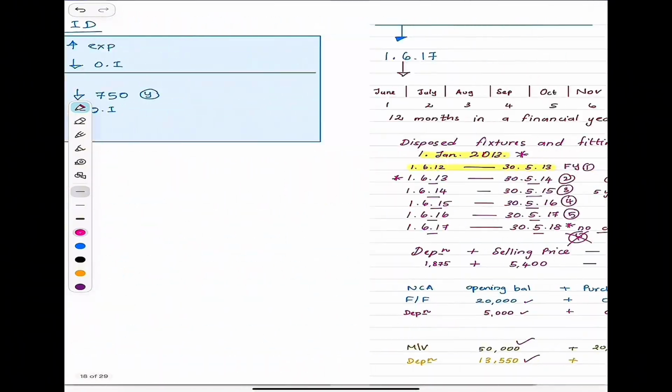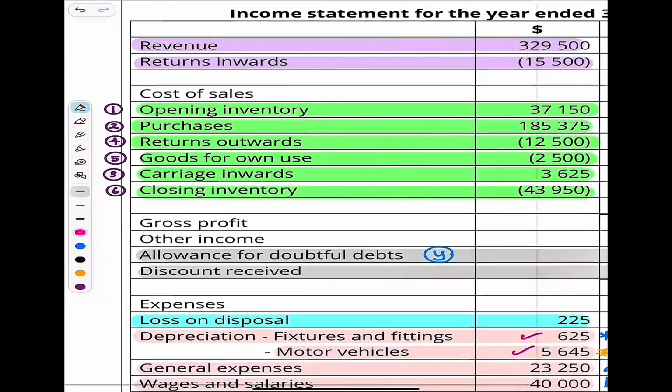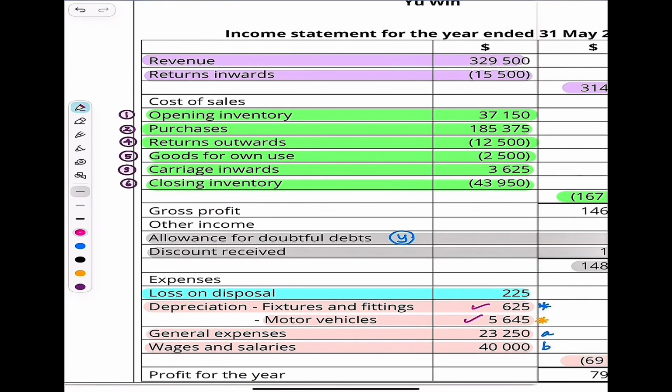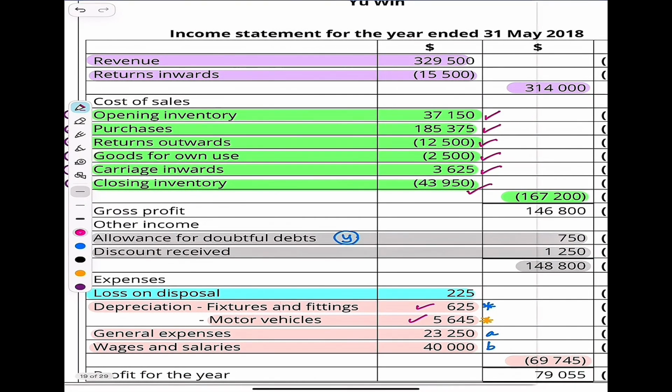Now let's enter all these details under cost of sales. As you can see here, you have opening inventory 37,150, purchases add 185,375, return outwards or purchase returns you deduct 12,500, goods for own use you deduct 2,500, carriage inwards 3,625, and closing inventory 43,950. Now let's take the calculator and add the positive figures and deduct the figures which are in brackets, which should give 167,200. This should be the value of cost of sales.